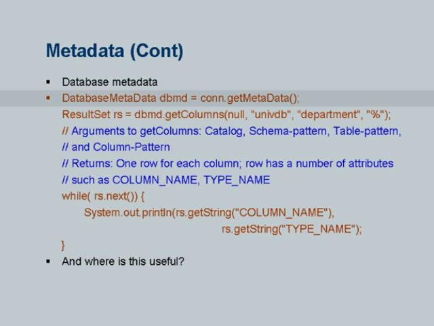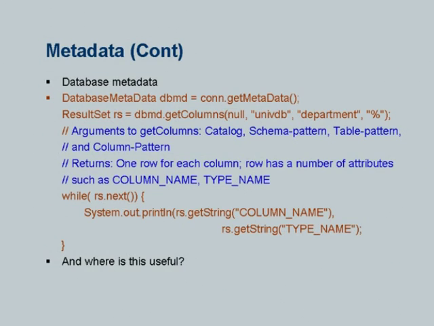From that object, you can get columns which match a certain thing. For example, UnivDB department relation, percent, which means all columns regardless of the name. I can put filters here and it gets those columns. So from the result of that is column name, column type and so on, with one row per column.